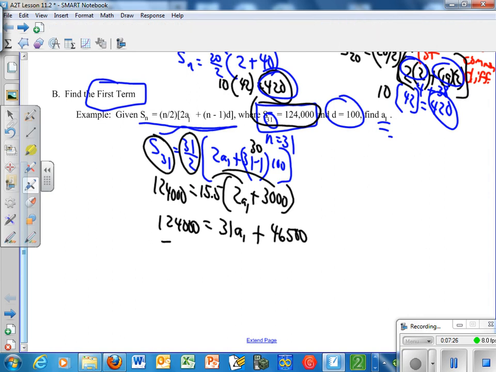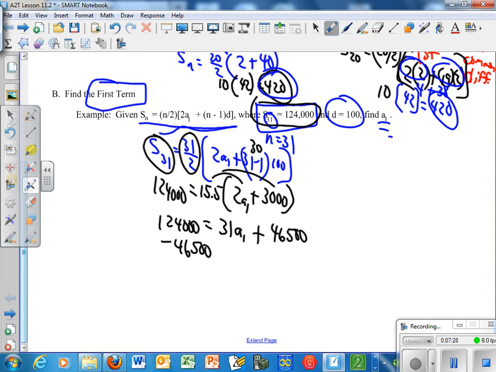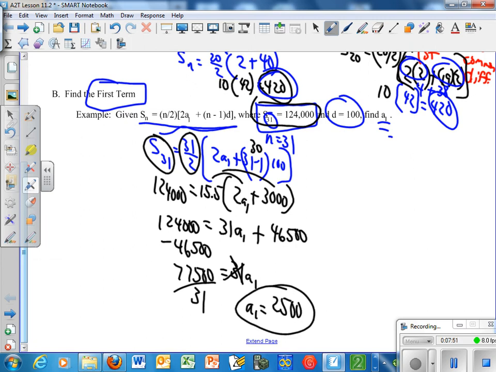We're going to subtract 46,500. So 31 times A1, remember we're supposed to find A1 here, equals, and then if you do that subtraction on your calculator, you should get 77,500. Then we're going to divide by 31 to cancel that out. So A1 is equal to 2,500. So we're working backwards in that second formula using algebraic properties to solve for A1.